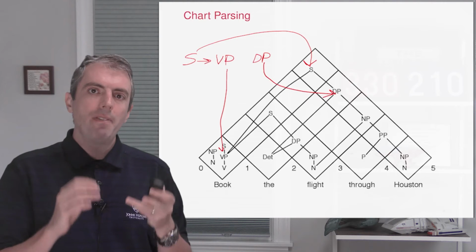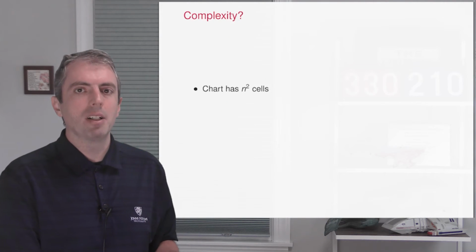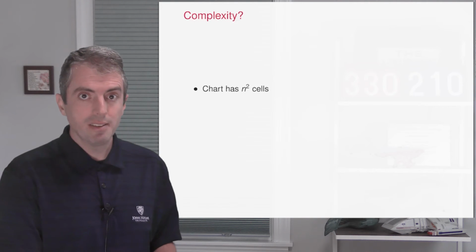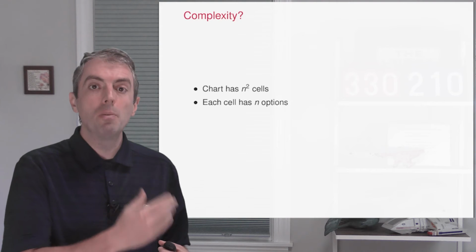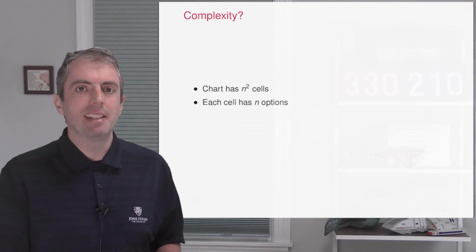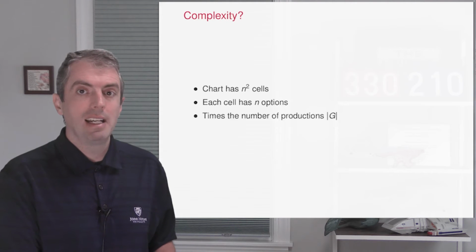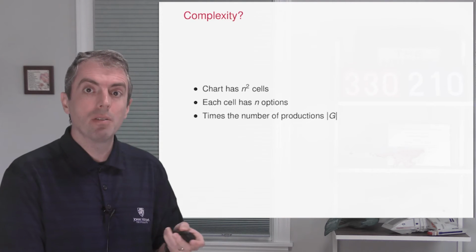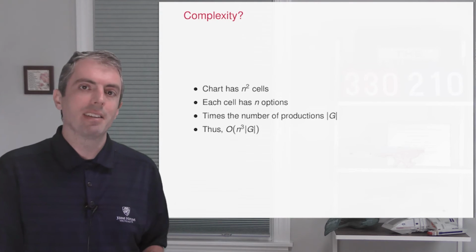So by this point, it should be fairly clear that the complexity of this algorithm is proportional to both the size of the grammar, that is the number of possible productions that you have, and to fill any of the cells requires you to loop over the length of the sentence again. But you also need to do that for each of your non-terminals, i.e. the size of your grammar. So overall, the complexity is cubic in the length of the sentence, linear in the size of the grammar.